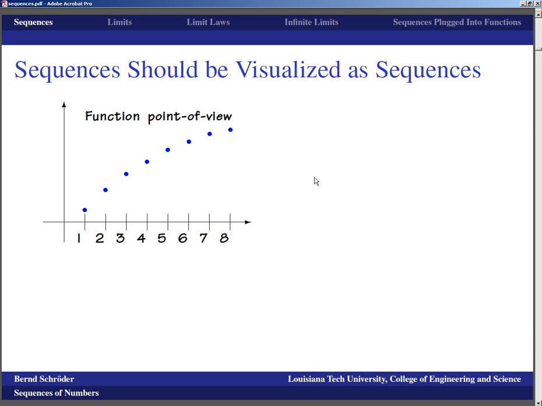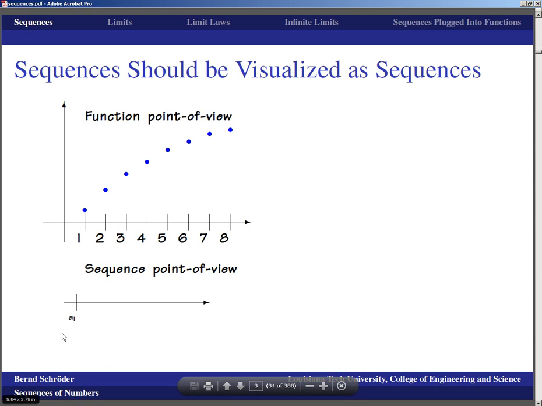However, when we talk about sequences as tools, especially when we plug them into functions, it is much more beneficial to think of sequences from the sequence point of view, which is that we have an axis and we have on that axis somebody giving us a number a1. From that number we go to a number a2. From that number we go to a number a3. From there we go to a number a4, to a number a5, a number a6. You can see it gets a little squeezed here. From there to a number a7, and so on.